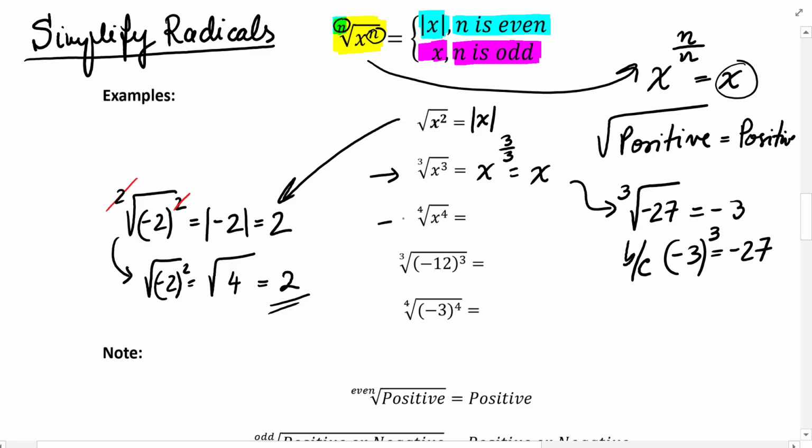Fourth root of x to the fourth, so I am here. The fourth root of x to the fourth is going to be the absolute value of x, because the indices cancel, right? But we want to make sure we produce a positive value outside the radical. The cube root of negative 12 to the third, the index and the exponent cancel, so we get negative 12, because it's an odd index, we have no problem getting a negative number. Here, when we have the fourth root of negative 3 to the 4, we are going to get the absolute value of negative 3, which is 3.